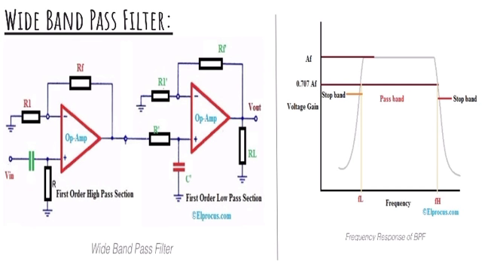So here it is a bandpass filter with a first order high pass and a first order low pass. This means the order of the bandpass filter is decided by the order of the low pass and the high pass filter. Okay, so this is the frequency response of the wide bandpass filter.